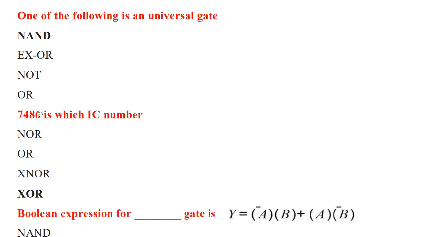Yes. The 7486 is an IC number for the XOR gate. See, it is an XOR. So here you can see the option, XOR is written like this also. It depends on person to person. You can use any of the symbols.